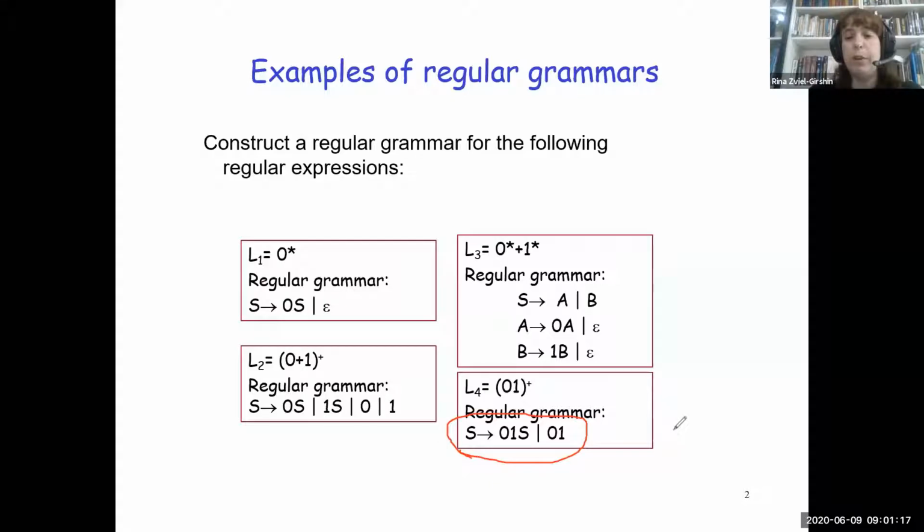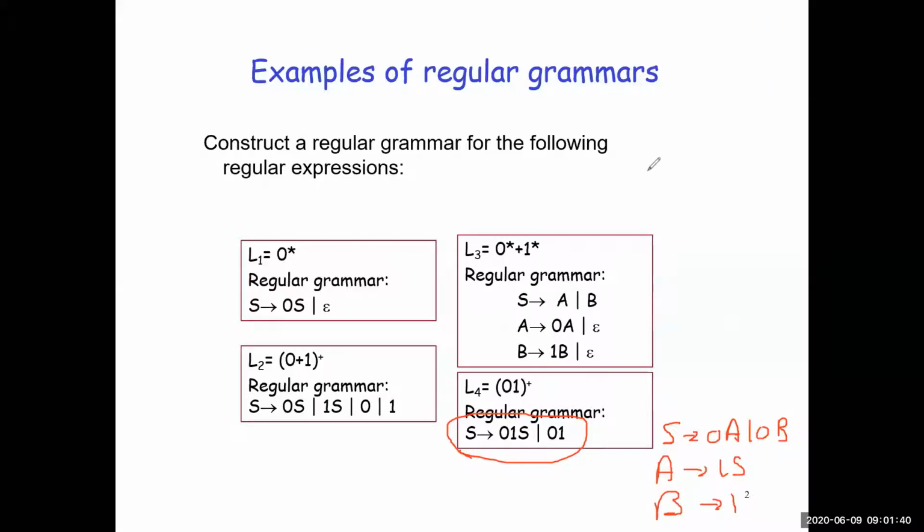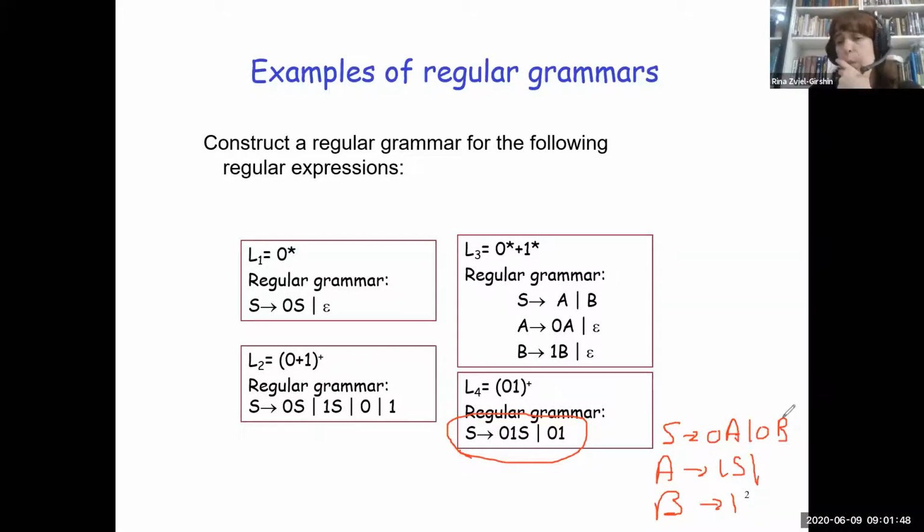If I need to simplify it, I will write S provides 0A, and from A, I will derive the rest of the rule, 1S, and I will have 0B, and from B, I will derive a single 1. Can't you do it from A as well? Just A, either 1S or 1, and save the letter. Yeah, I can do it with the 1. Here also 1, yes, it is the same rule.